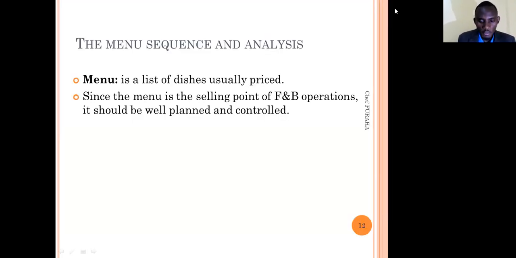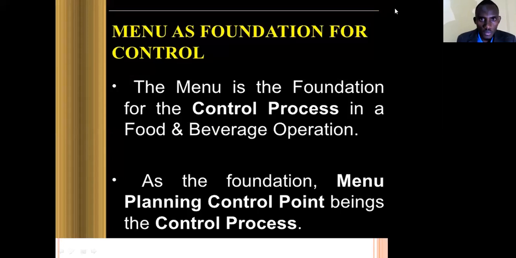We said the menu is the foundation of the control process. What is a menu? A menu is a list of dishes that is usually priced. It is a list of dishes that we sell in our restaurant, and it must have prices. The menu is the foundation of the control process, of course, because we cannot do purchasing without having a menu.